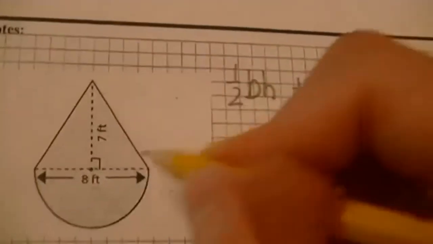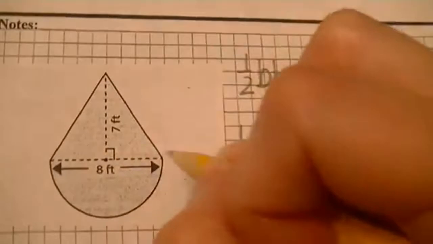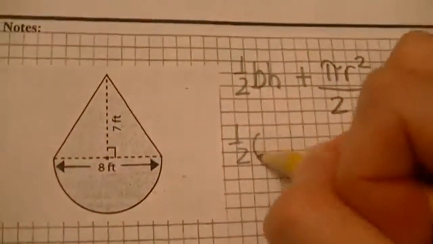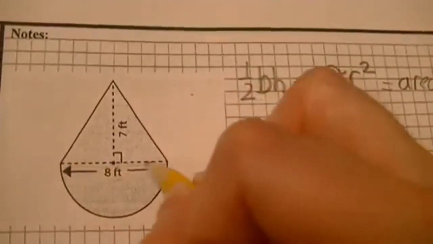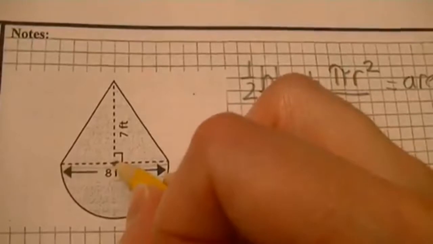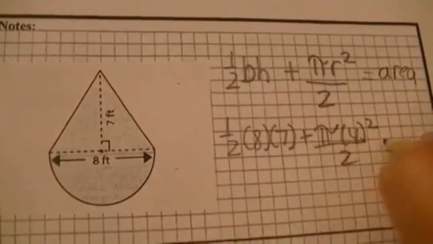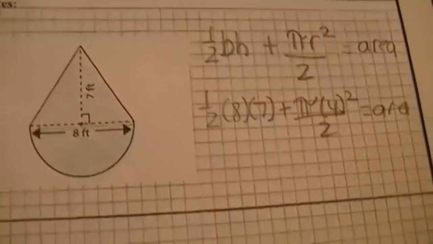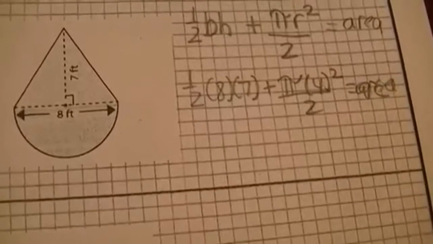Go ahead and substitute the values in right here. So 1/2. The base of that triangle is 8 feet. The height is 7. Plus pi times, okay, the radius right here, if the diameter is 8, the radius is 4. That's 4 squared divided by 2, and that's going to equal the area. That says area. That really does say area.